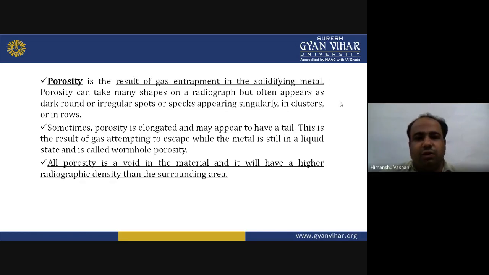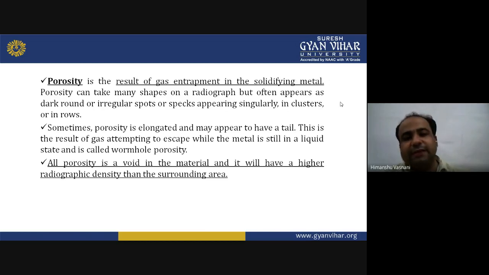Whenever you look at a radiograph, porosity appears as dark round or irregular spots or specks. It may be a single spot, or it may be in clusters, or in rows, depending upon the gas entrapped in the solidifying metal. It can also be seen as a tail. Why? Because the gas is not able to escape.